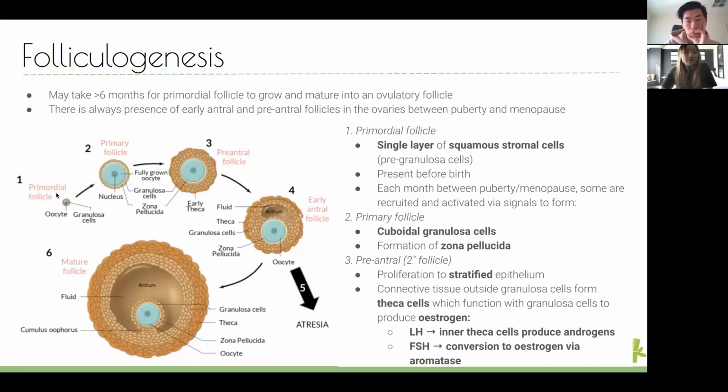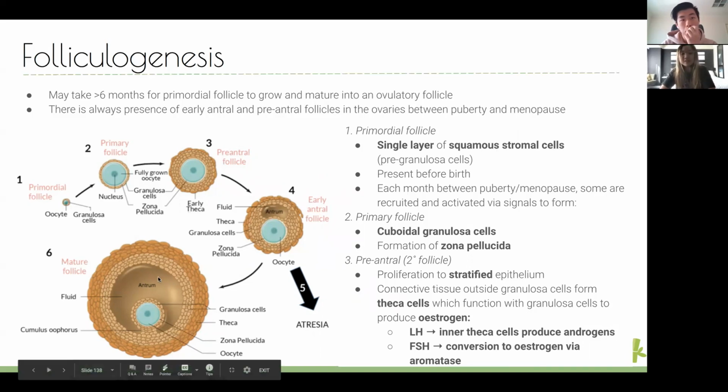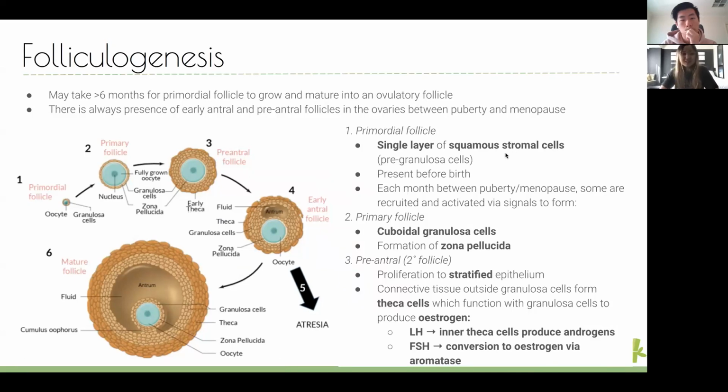So you start off with your primordial follicle. The most important thing to remember about this is it's a single layer of squamous stromal cells. Now, stromal is a type of connective tissue, and because your follicle is not the egg, it's just supporting the egg, right? It's just supportive tissue. Stromal is connective tissue supporting the egg. Squamous means that it's flat. So essentially, at the start, it's a single layer of flat cells around the oocyte.